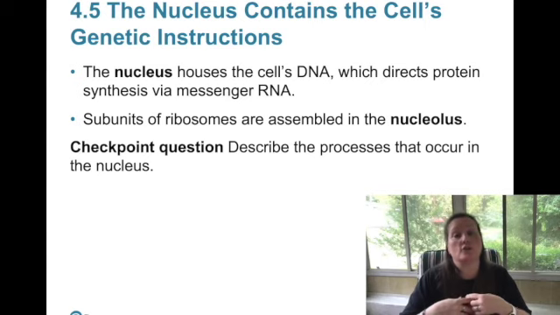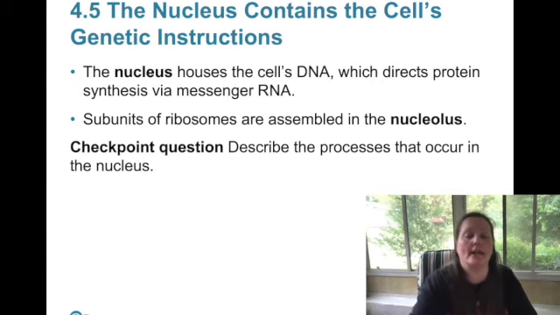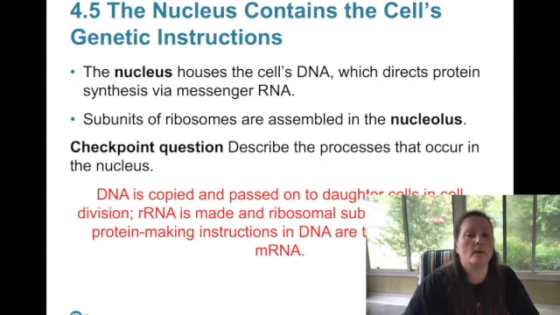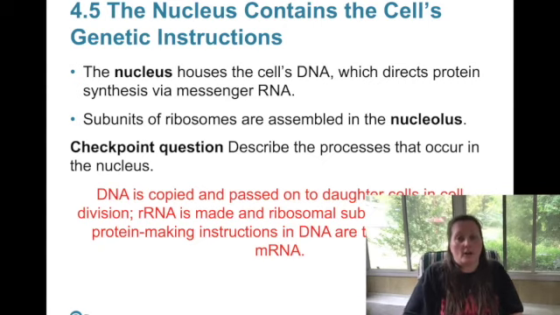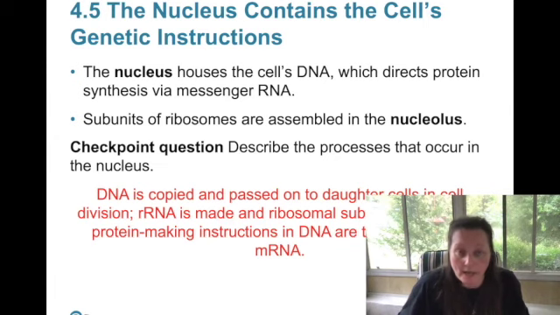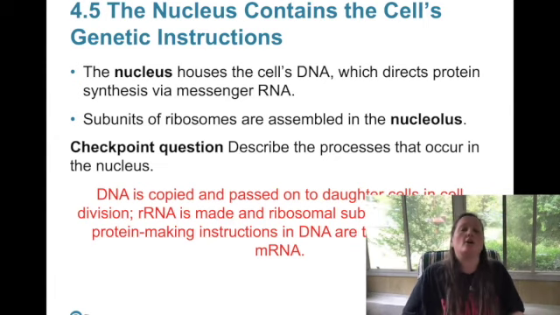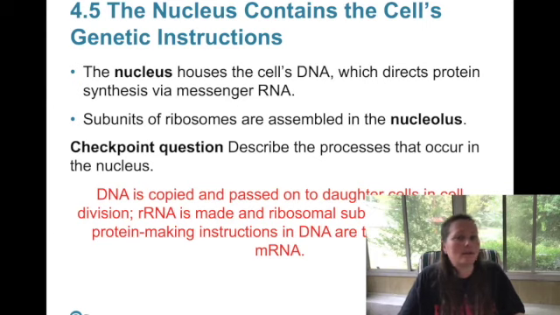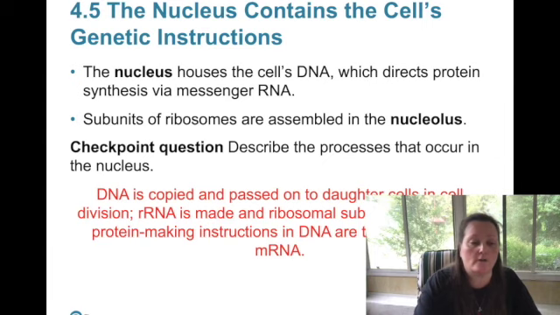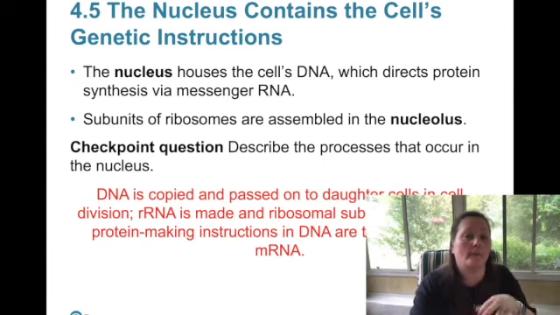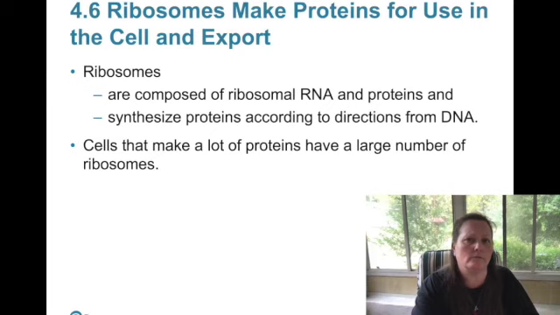Now, checkpoint question, describe the processes that occur in the nucleus. Well, the DNA is copied and passed on to daughter cells, which you don't know about yet because we haven't covered this yet. rRNA is made with ribosomal subunits assembled. Protein-making instructions in DNA are transcribed into mRNA. We have only barely touched on that. I have an issue with the layout of this so far, but again, I'm trying to just go with the flow, go with our new textbook. I think we should cover all that before they try to do a checkpoint question.